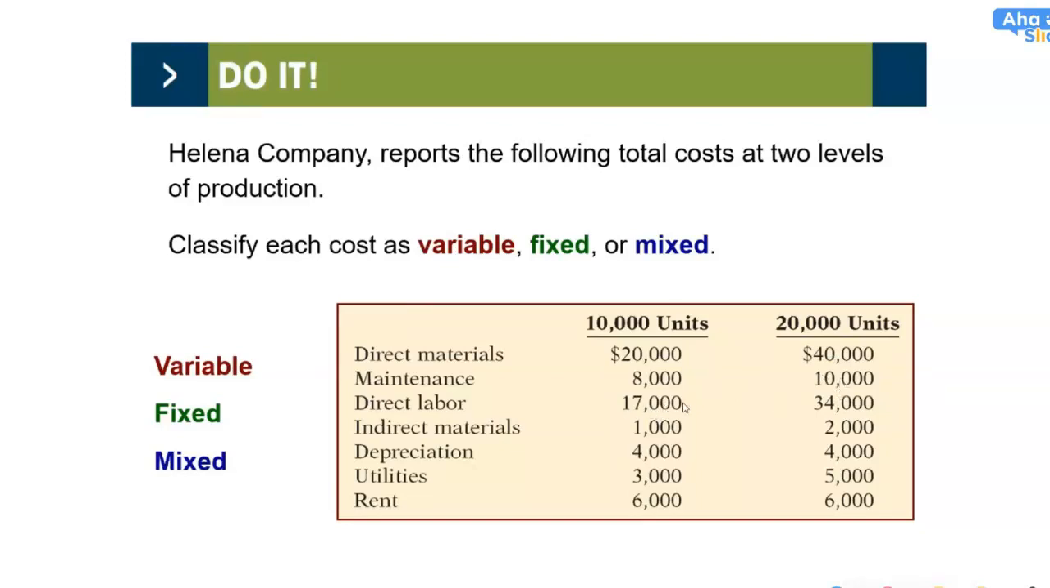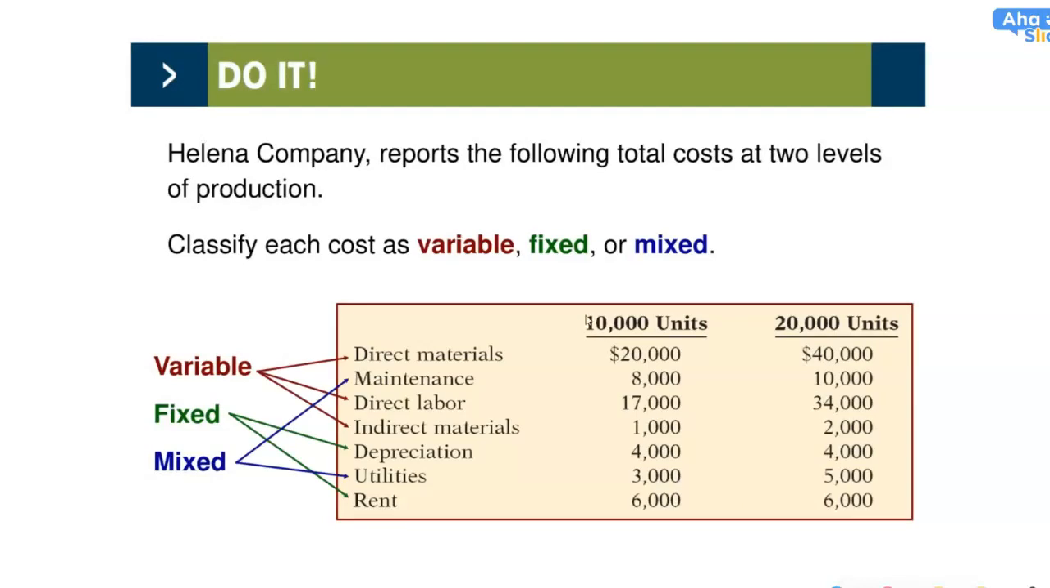Direct labor, 17,000 at 10, 34 at 20. Yeah, it doubled. Indirect materials, 1,000 and 2, it doubled. So those two are variable costs. Depreciation did not change. Utilities did change, but not proportionally. All right. Utilities, electricity, light, AC would all be under utilities. Rent remains the same. So you see the variable costs: direct material, direct labor, and indirect materials. Fixed costs: depreciation and rent. Maintenance.